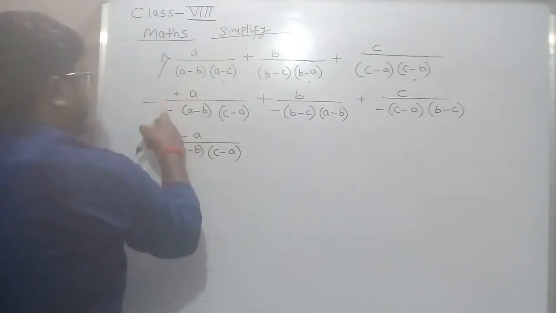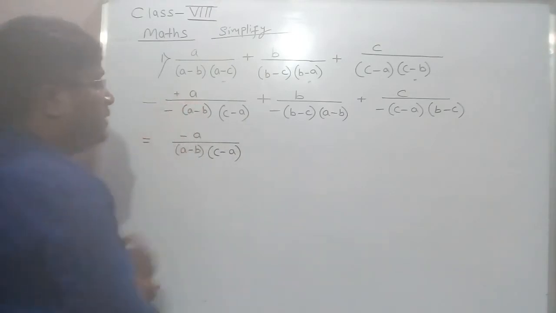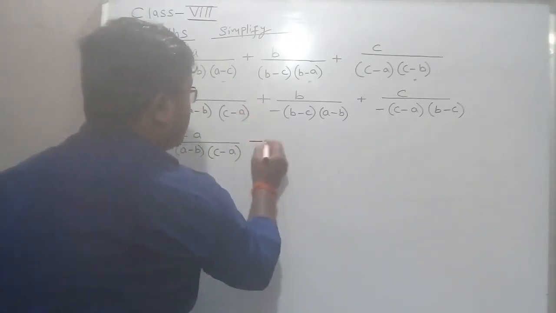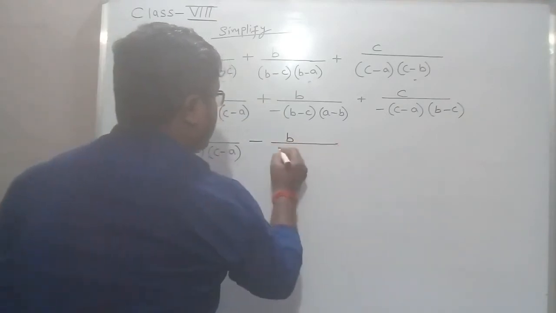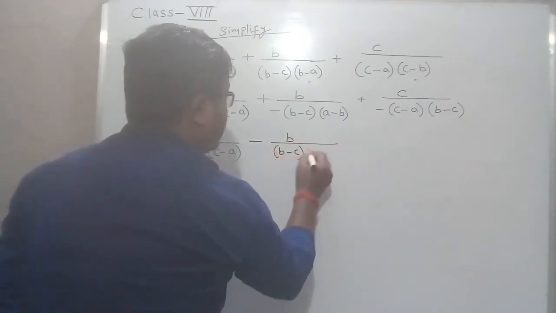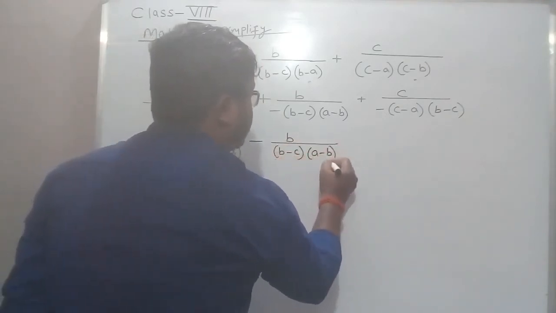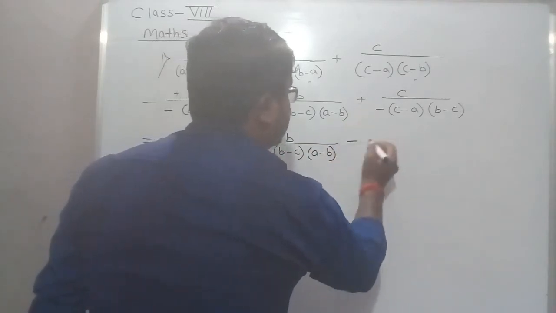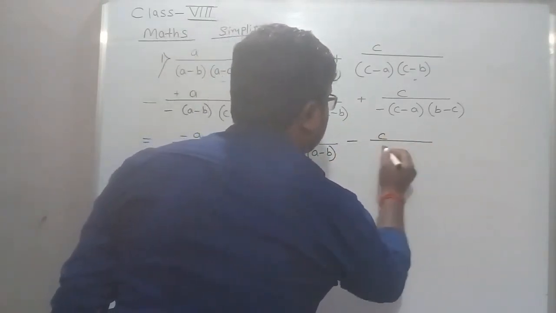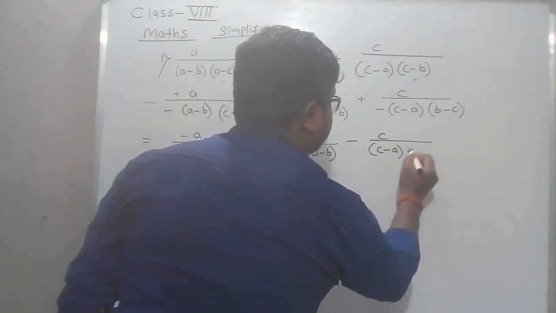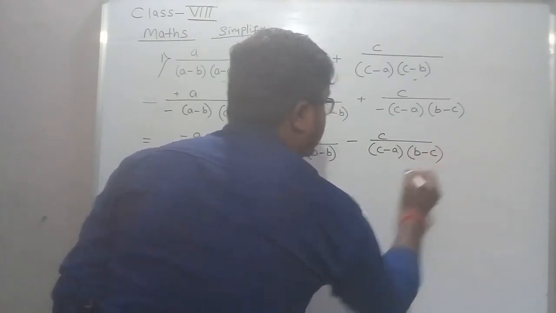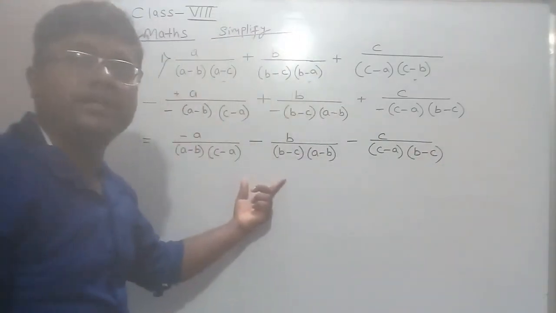So now the question becomes: minus A upon A minus B, C minus A, because here it is a plus sign, and plus divided by minus is your minus. Plus divided by minus is your minus. B upon B minus C, A minus B, plus divided by minus is your minus. C upon C minus A, B minus C. Now the question becomes in this form.